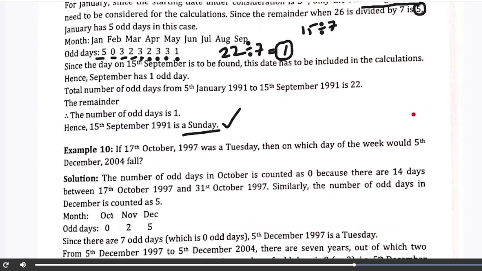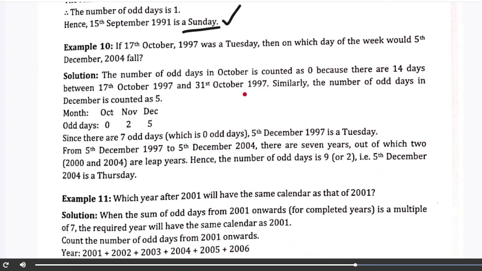Clear? Another question where they have changed the year also. From 1997, they have gone to 2004. Now, the day is 17th October 1997. You have to go to 5th December 2004. First of all, from 17th October, go to the same date, 17th October, in 2004.